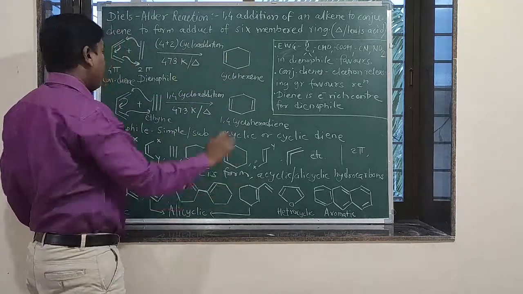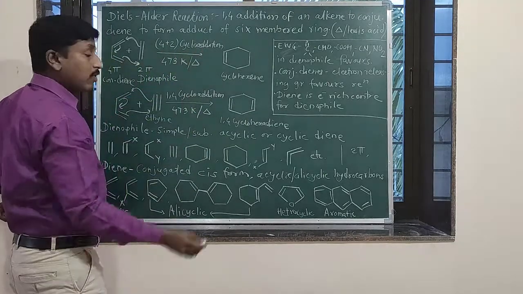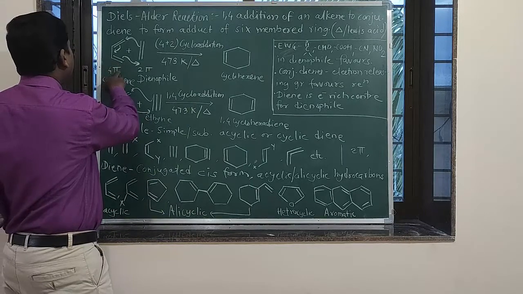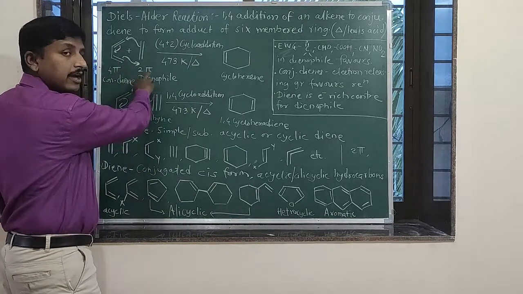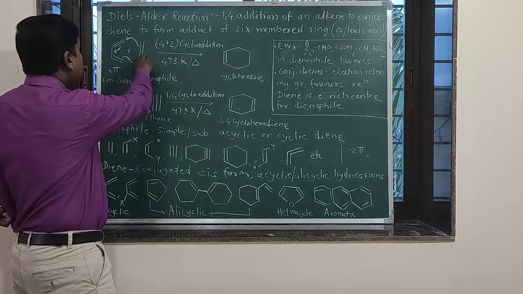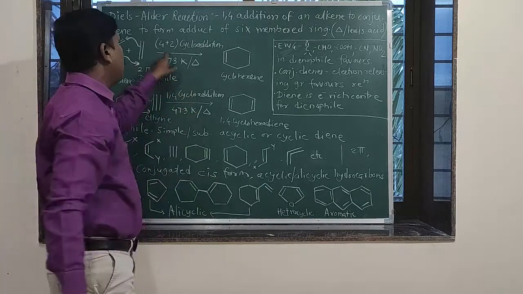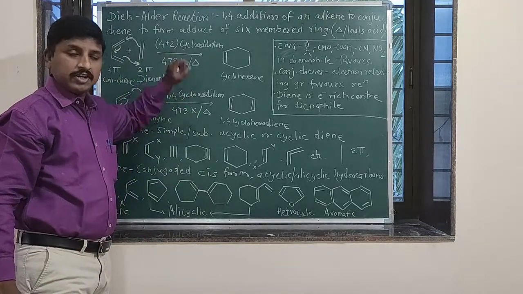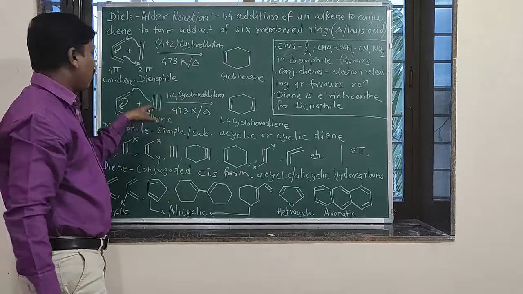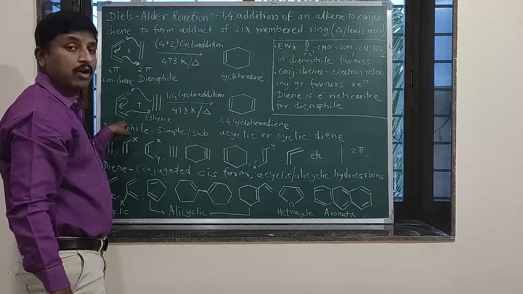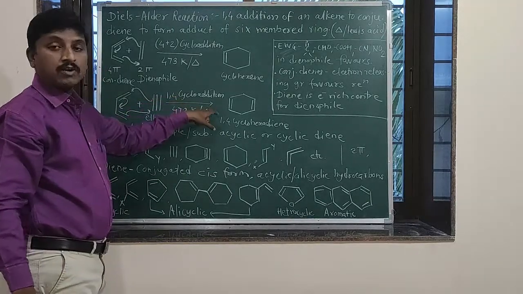Cyclohexene is formed. This is called a 4 plus 2 pi cycloaddition because these 4 pi electrons of the conjugated diene and these 2 pi electrons of the dienophile are involved in this reaction. This reaction is also referred to as a 1,4 cycloaddition because the 1 and 4 carbons of the conjugated diene are involved in this reaction.